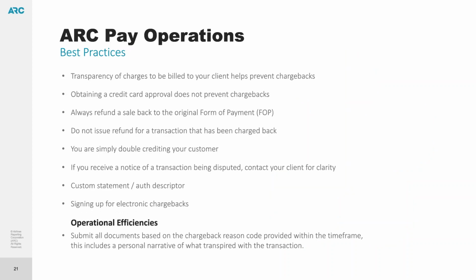Let's talk about best practices. These things are high on my list. Number one is being transparent about the charge to your customer. Let them know that they're going to see potentially a second charge coming from ARC, and it's going to say ARC Visa. For the most part, it could say travel agency services, but it will be a separate charge that they're going to see.